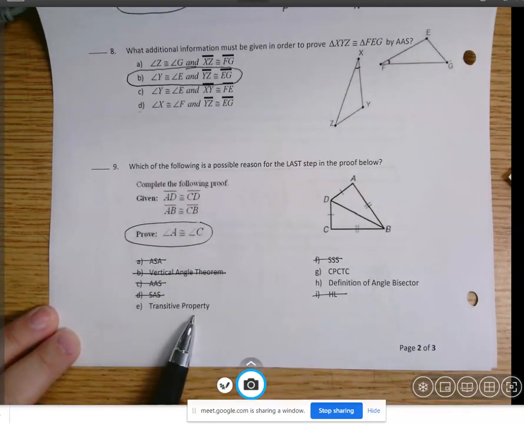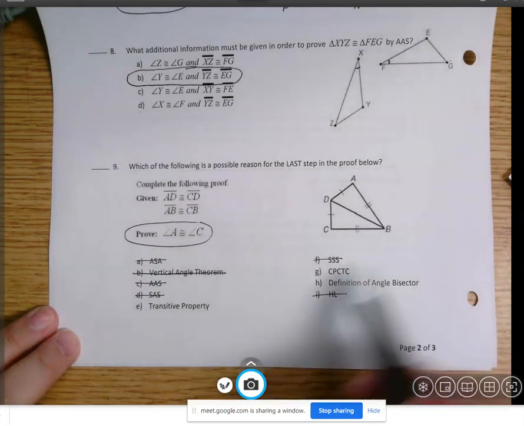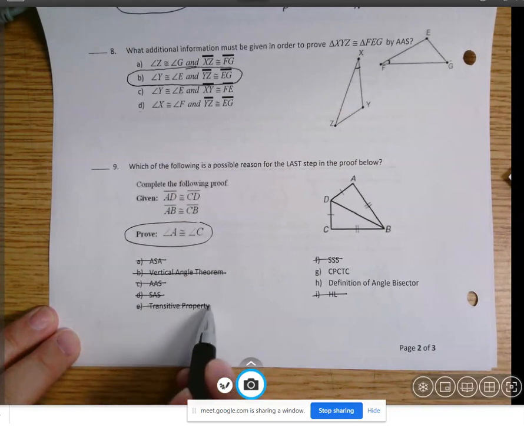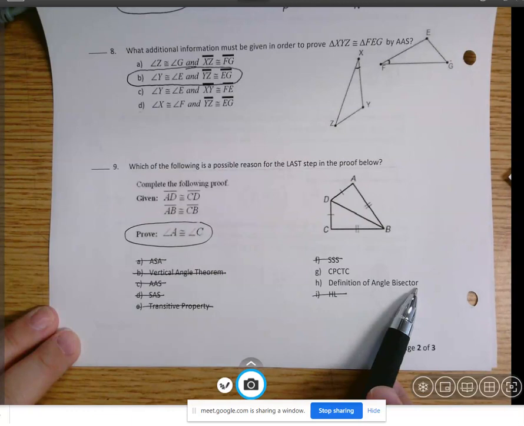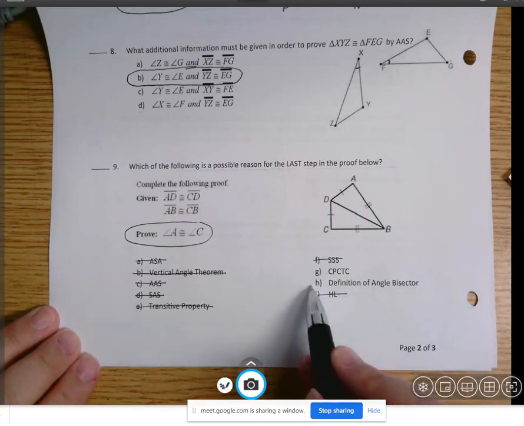Transitive property would only be something I would use if I already knew that angle A was congruent to angle B, and angle B was congruent to angle C, and then angle A is congruent to angle C. There's no other angles mentioned here. We didn't talk about any angles in the proof. Definition of angle bisector, we didn't talk about any angle bisectors.